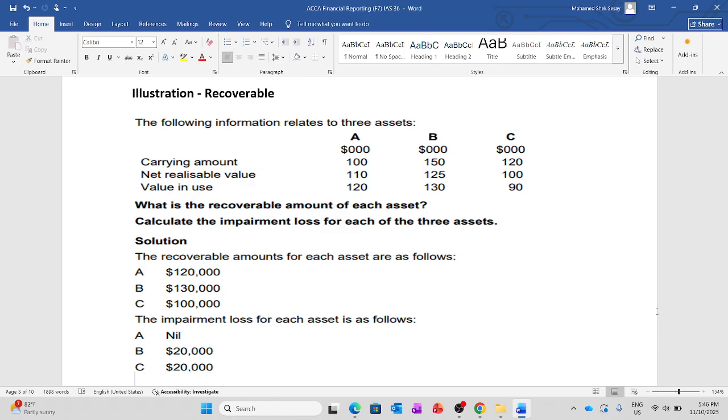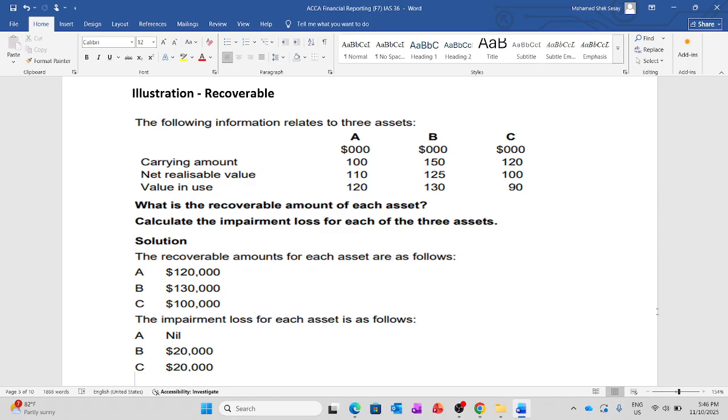For asset A, 110 is the net realizable value, which is the fair value less cost to sell, and the value in use is 120. So it means we are going to use 120 as the recoverable amount. Simple, because it is the higher of the fair value less cost to sell and the value in use. Also for asset B, the net realizable value is 125 and the value in use is 130. So we are going to use 130 as the recoverable amount. For asset C, we are going to use 100 because it is greater than the value in use.